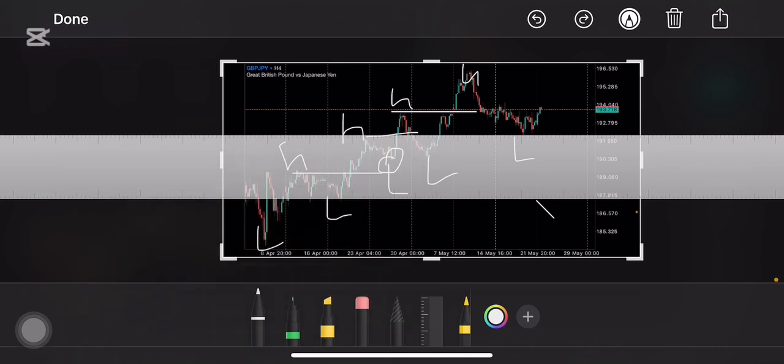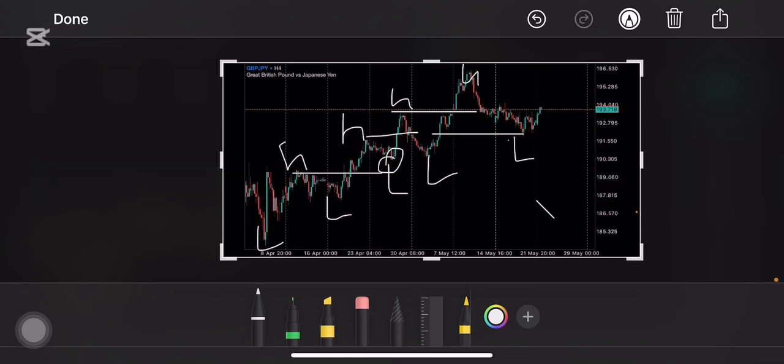So that's where price tapped in. You can see the line there, that's where price tapped in. You can see the line, which is somewhere here. So price tapped into it.